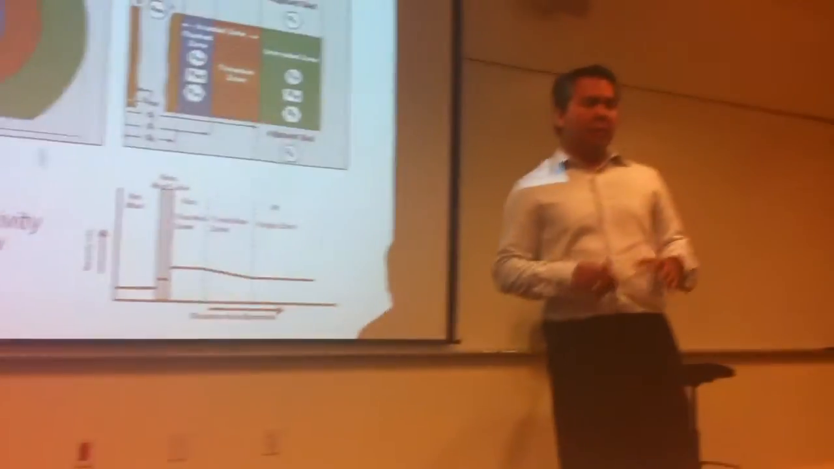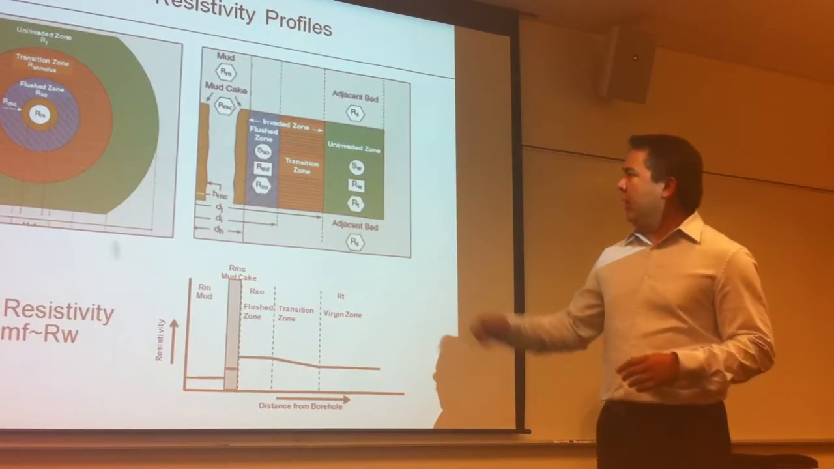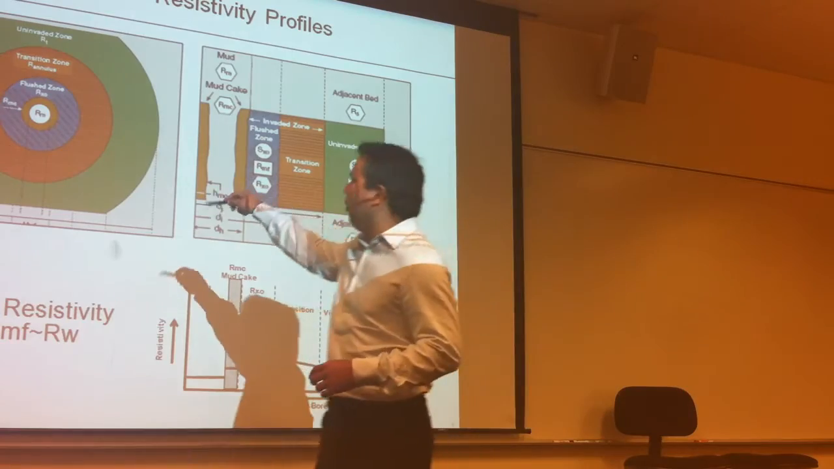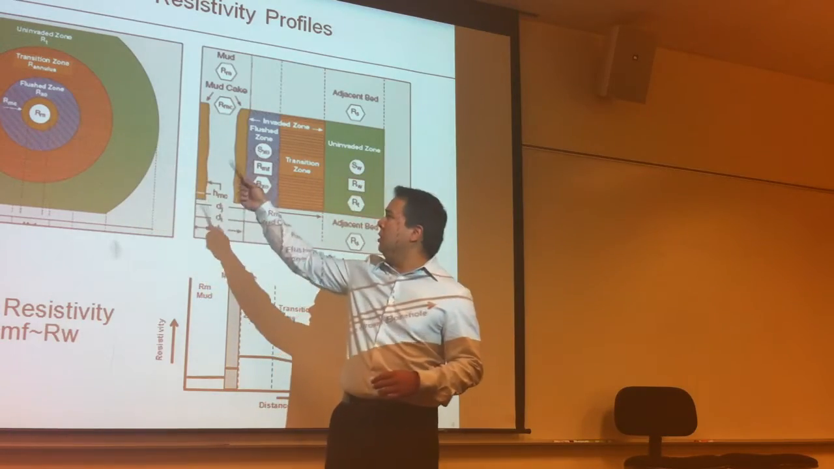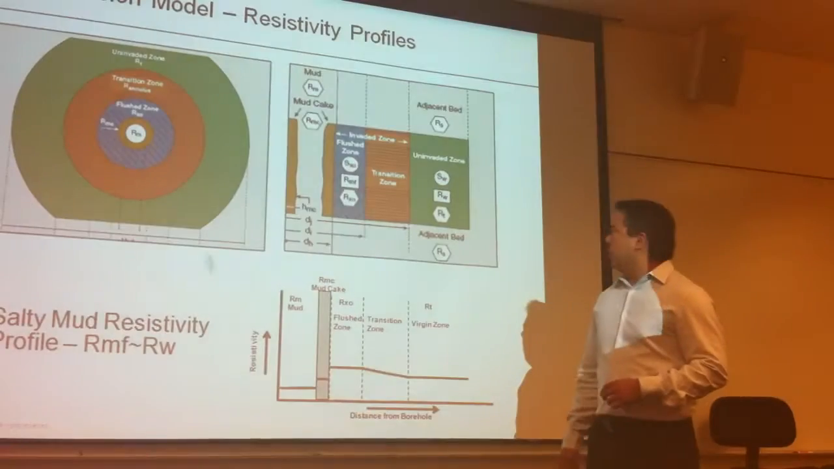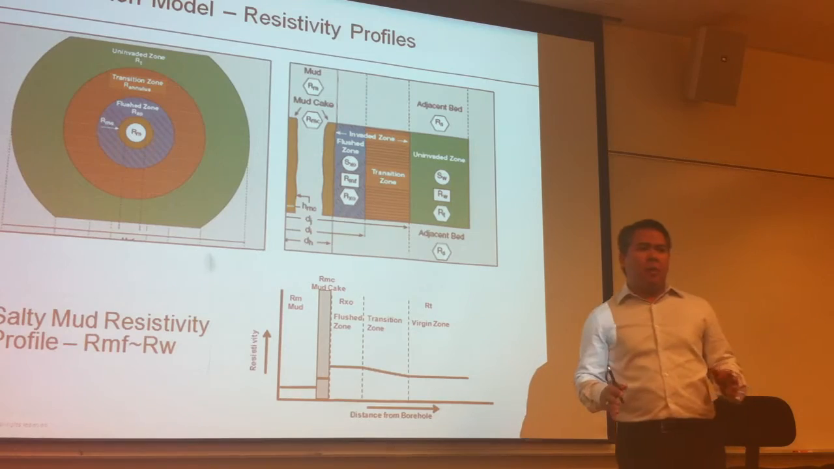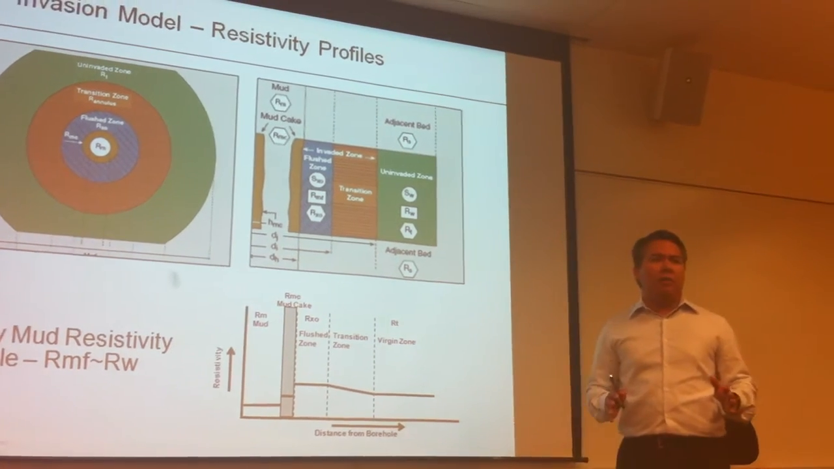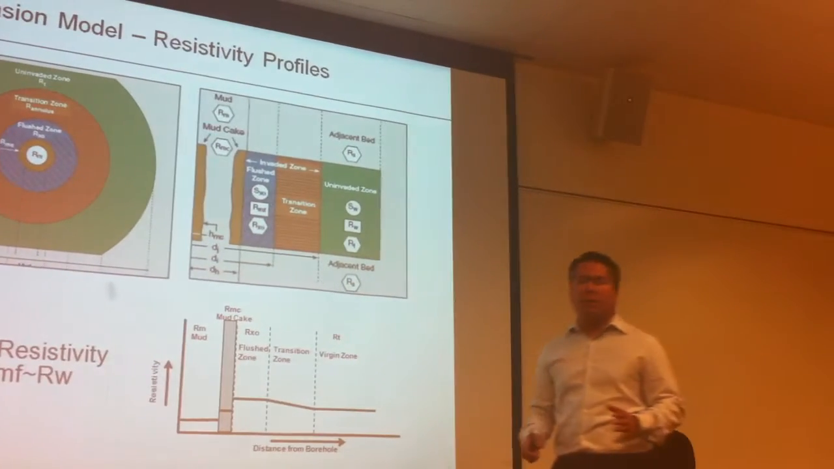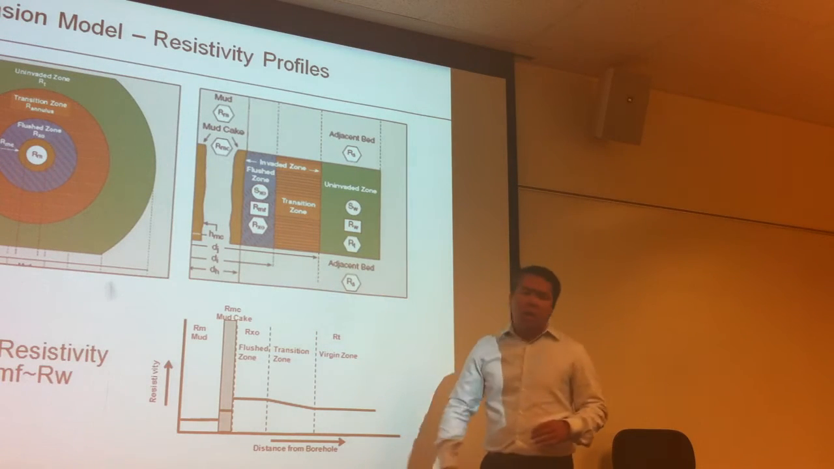Okay, so when the borehole is being drilled, we're gonna get this invasion model, right? We're gonna have a flush zone, the transition zone, and the uninvaded zone. So what is important here is that to describe the borehole environment, we need to have a resistivity measure at different depth of investigation. One here, and one here.